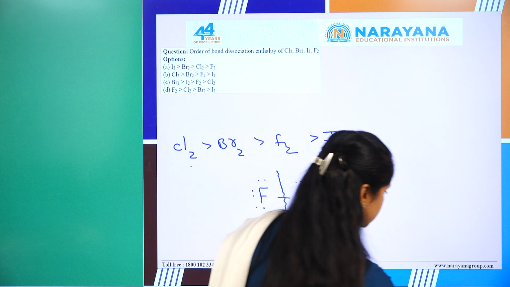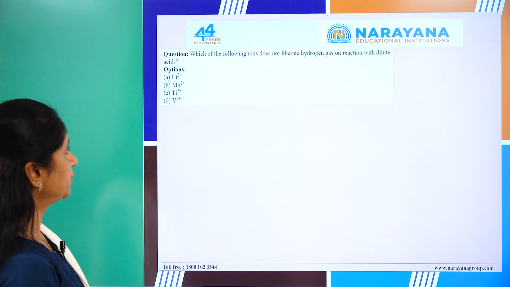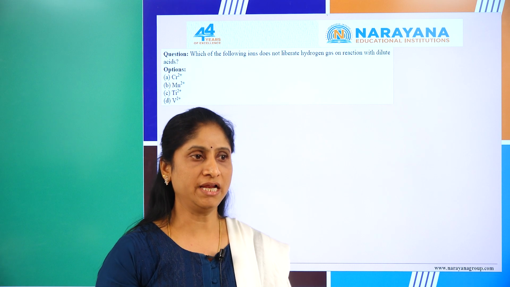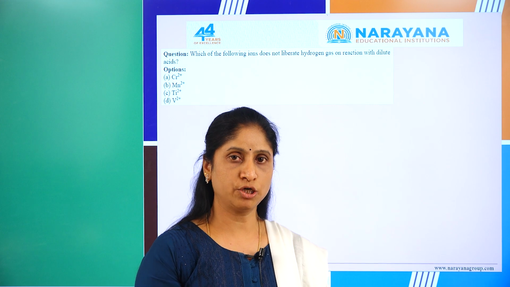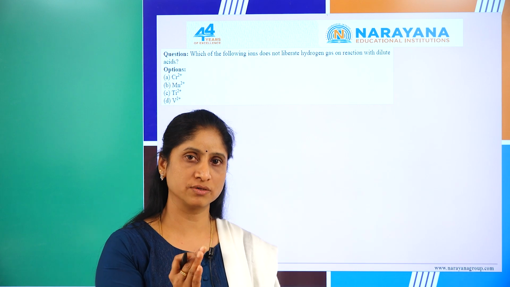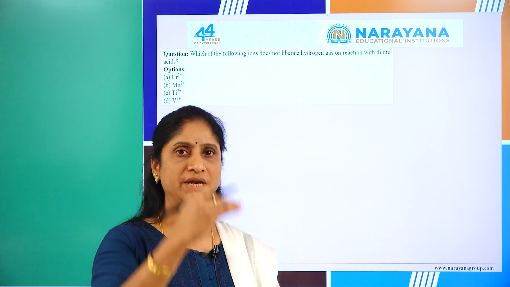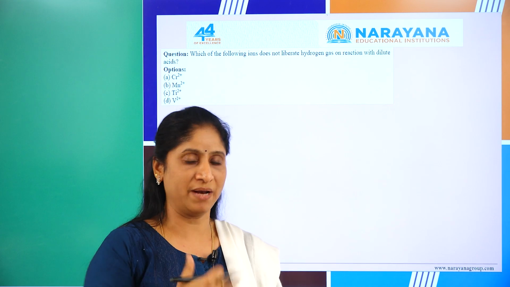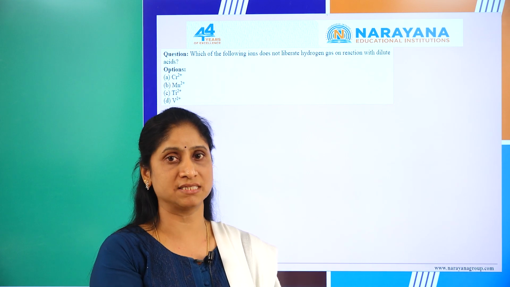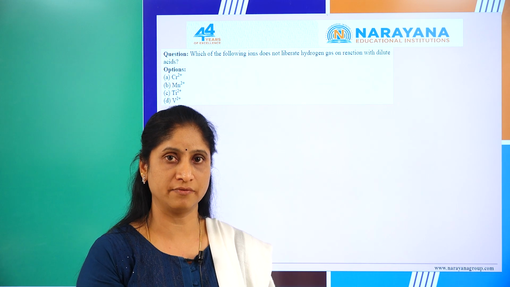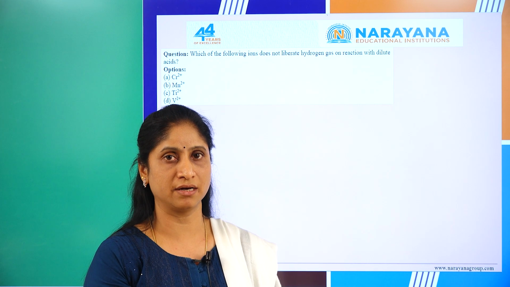So let us see the next question. Which of the following does not liberate hydrogen gas on reaction with dilute acids? If we go by the electrochemical series, the metal ions having a lower SRP value than hydrogen, whose standard SRP value we take as 0, have negative SRP, so they may or may not displace hydrogen from mineral acids. But those with more positive values, like copper, silver, gold, cannot displace hydrogen from mineral acids.